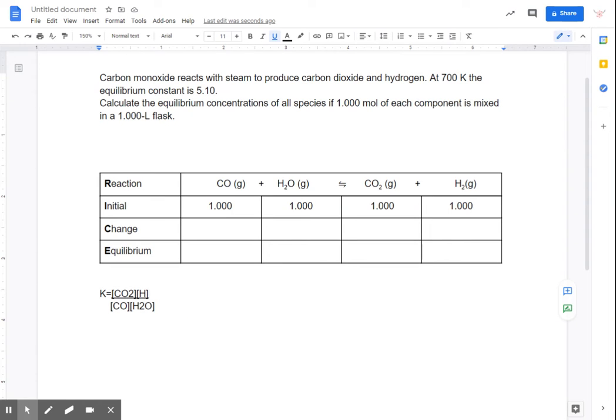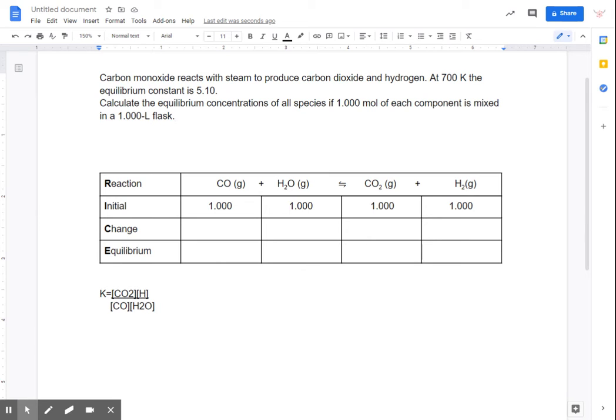All right, so we're going to get into another type of ICE table today, where what happens when you're not given an equilibrium concentration or pressure. So in this case, carbon monoxide reacts with steam to produce carbon dioxide at 700 K. The equilibrium constant is 5.1. They give us the value of the equilibrium constant, and then they ask us to calculate the equilibrium concentrations if 1 mole of each component is mixed in a 1 liter flask.